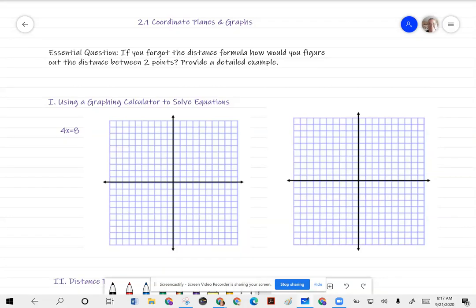Okay, so we are going to cover really quickly coordinate planes and graphs. So here's your essential question. If you forgot the distance formula, how would you figure out the distance between 2 points?